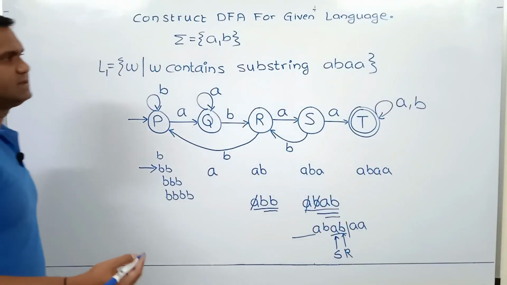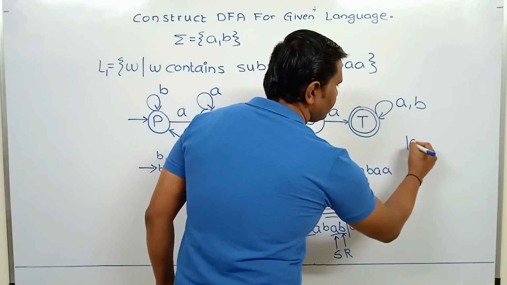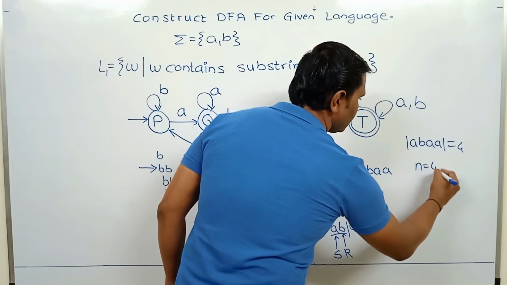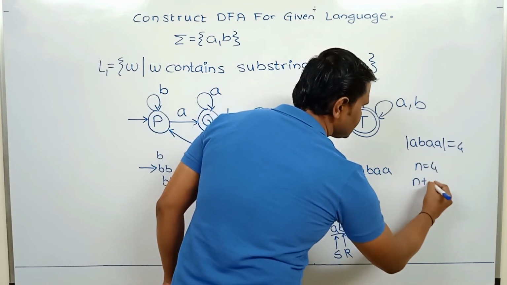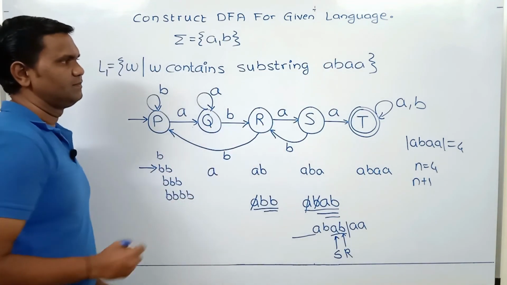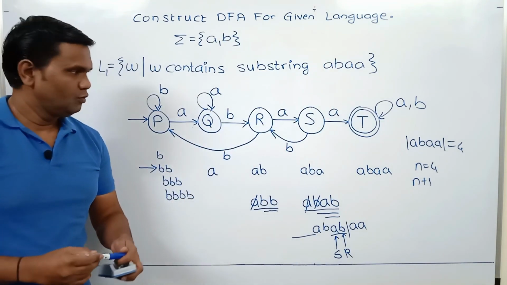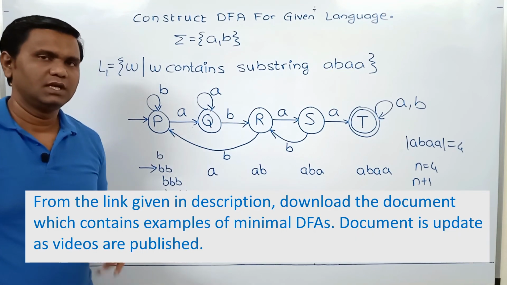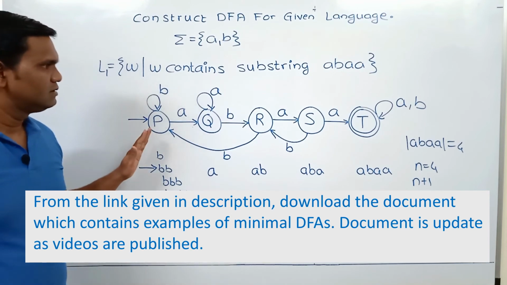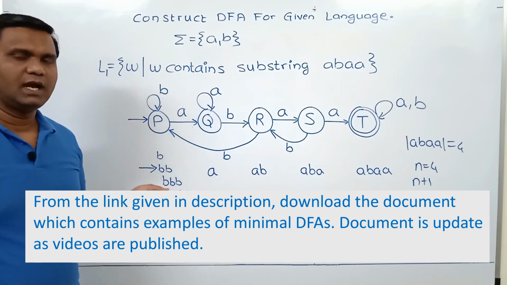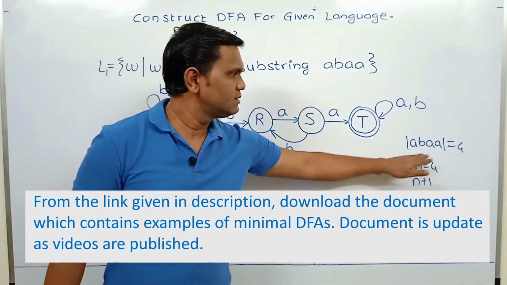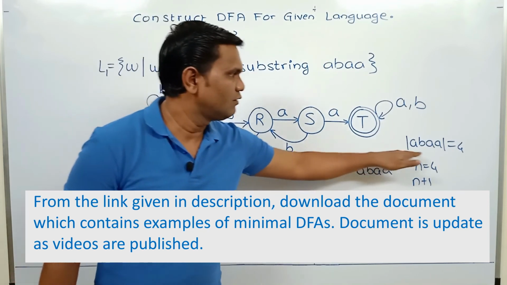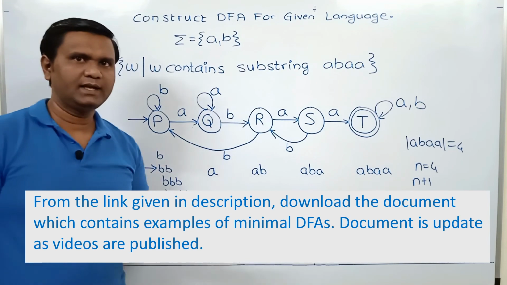Now regarding the number of states, the length of ABAA is equal to 4. So n equals 4 and the number of states is n plus 1, which is 5. Now you may find that these calculations are time taking, but it is not the case. If you practice enough, then this is a very fast process. And in the GATE exam, usually this length is up to 3 or 4. It will not exceed 3 or 4, the length of the substring. So you have to practice.